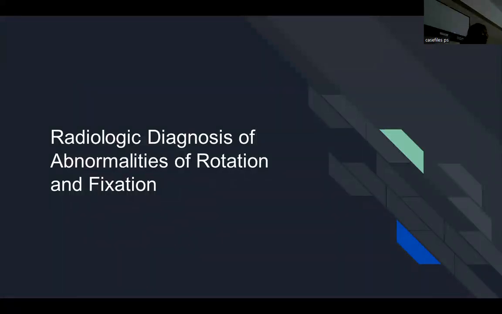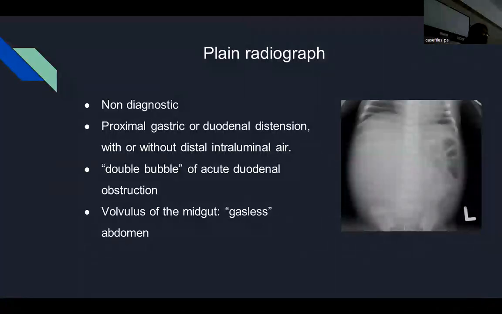Coming to the radiological diagnosis of the abnormal rotation and fixation. Usually the radiological diagnosis is not very conclusive of the malrotation, and whenever in doubt, the patient has to be operated.